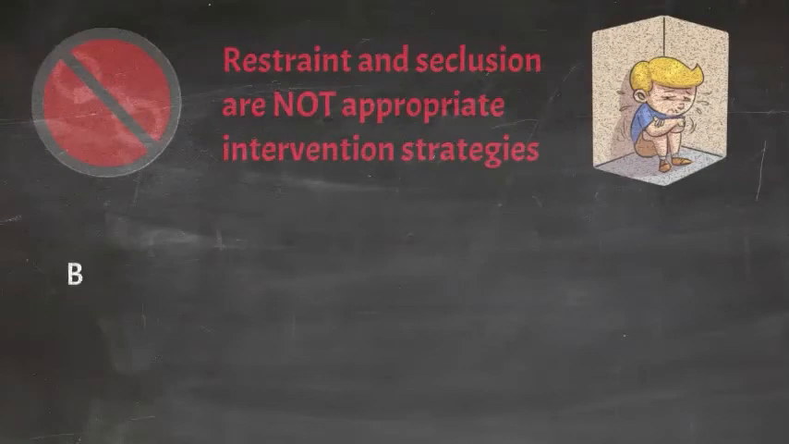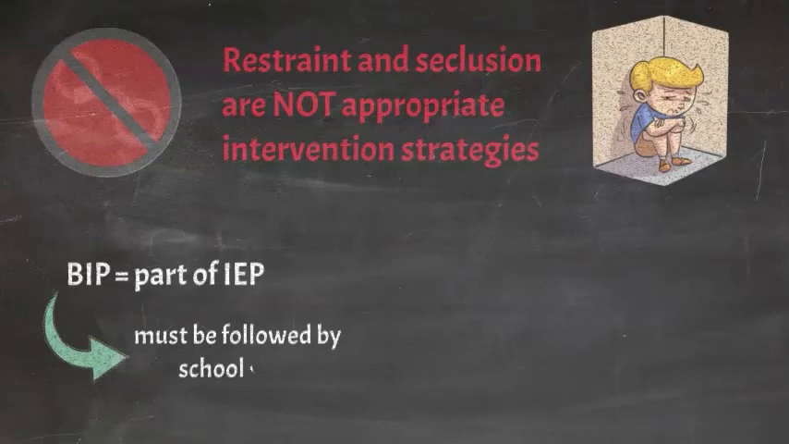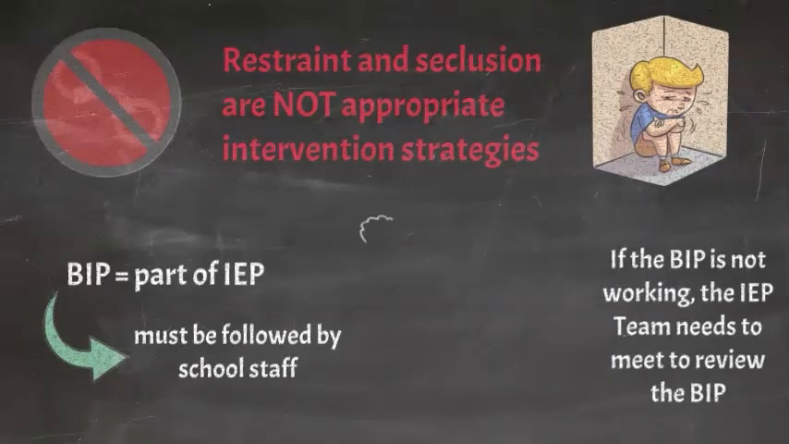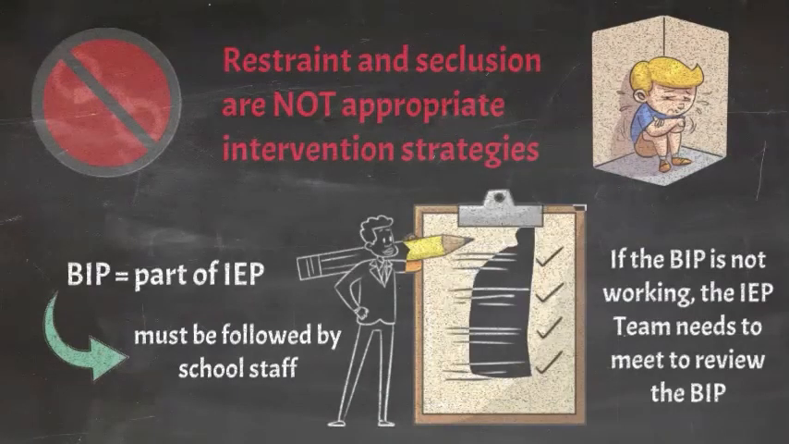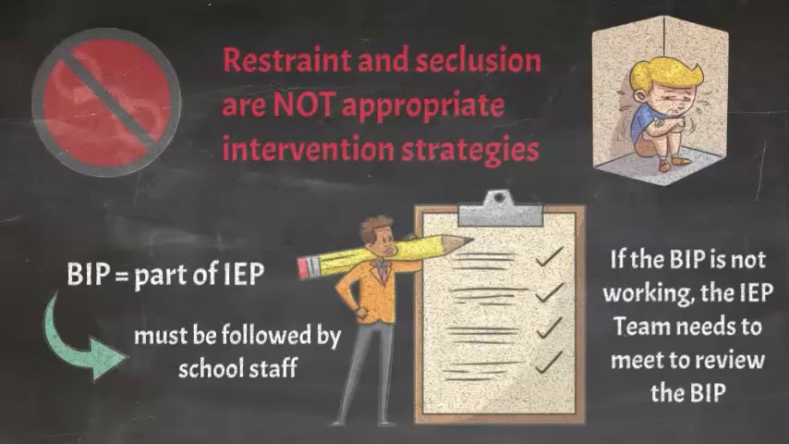Remember that the BIP is part of the student's IEP. It must be followed by school staff, and it should be reviewed and changed as needed. If the BIP is not effective because challenging behaviors are still occurring, the IEP team needs to meet to review and revise the BIP and decide whether to do a new FBA or take more data.